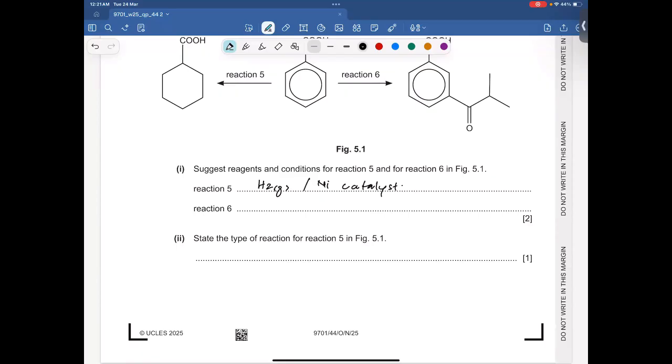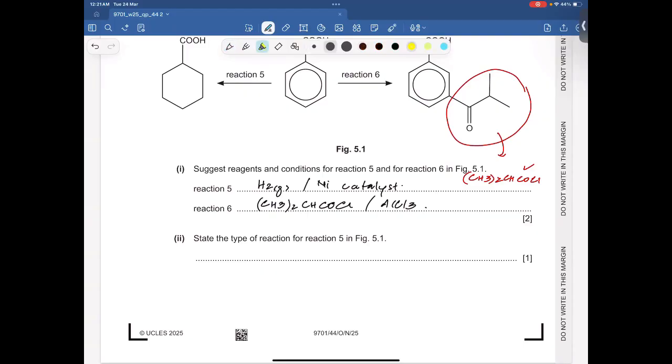And reaction 6. So from this segment, I can get the reagent, which is CH3CH2COCl. That is going to be the reagent. Now, you can use any halogen, that is not a problem. So it's basically CH3CH2COCl, and AlCl3 is acting as a catalyst.